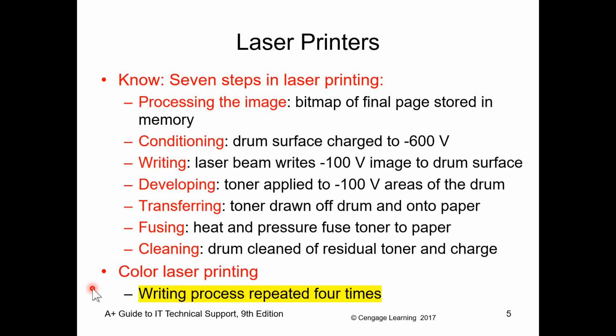Like I said, I believe it's cyan, magenta, and yellow. At least that's what you see on HP. I assume many of the others it's the same. And it puts those colors, all 4 of those colors, on the piece of paper, and then it melts them on in the fusing process.